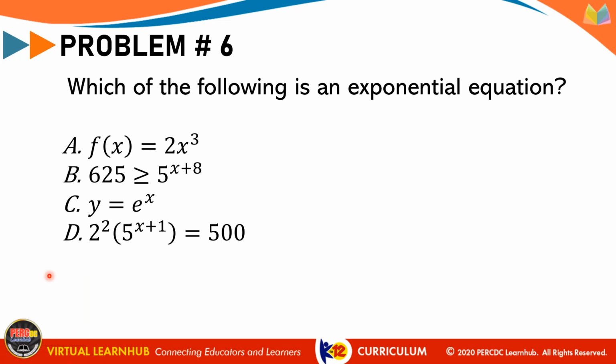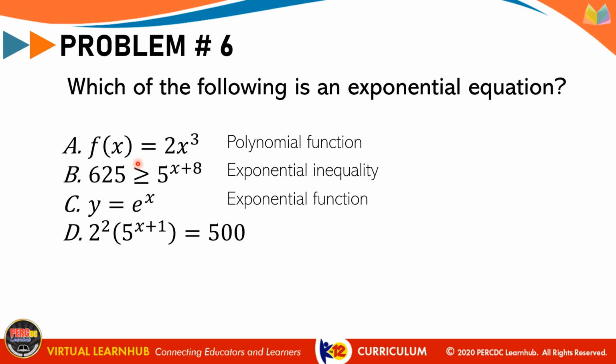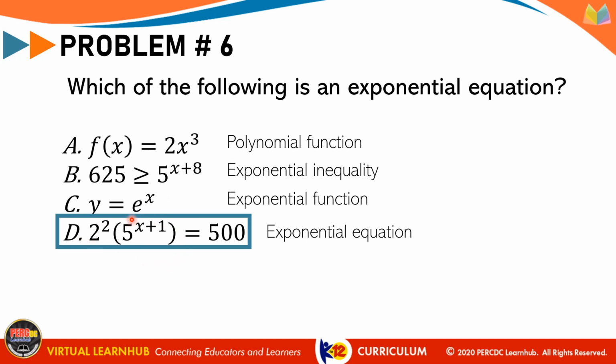We know that letter A is a polynomial function because of f of x. Next, letter B is an exponential inequality because of this inequality symbol. Letter C is an exponential function because y is expressed in terms of x. Then obviously our answer is letter D, exponential equation, because of the exponential expression here equated to a constant.